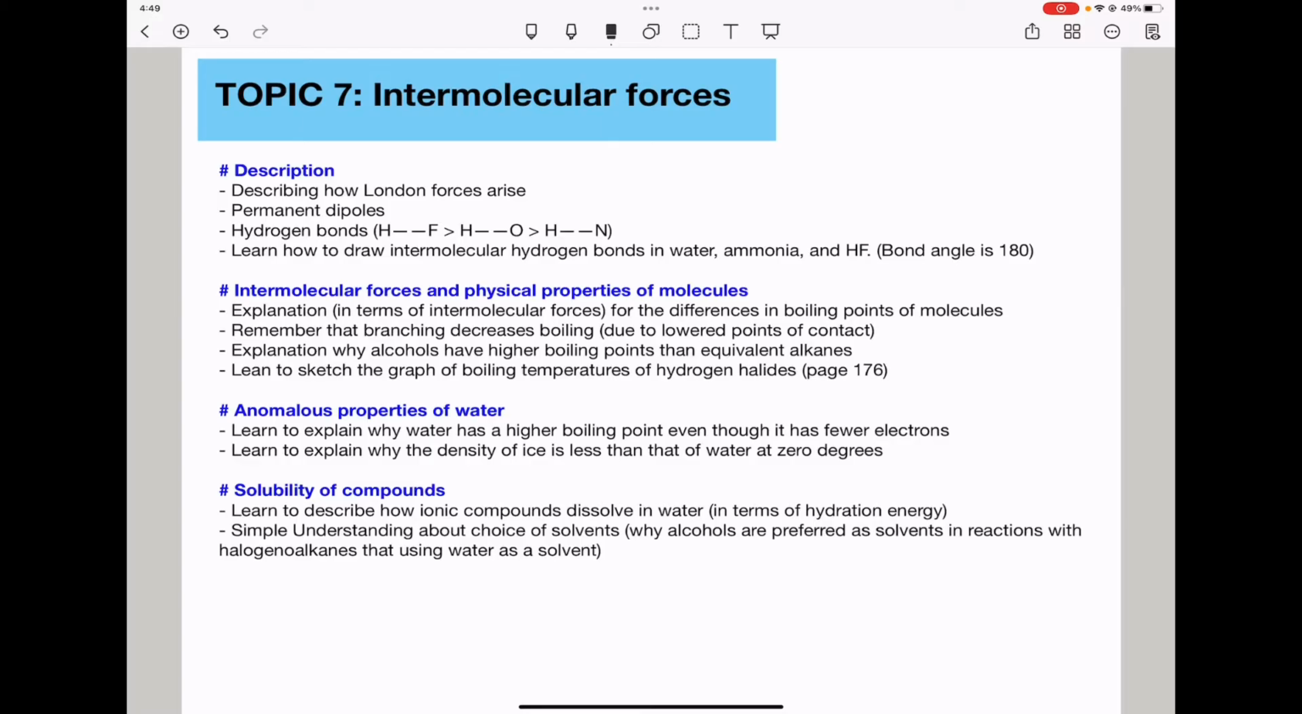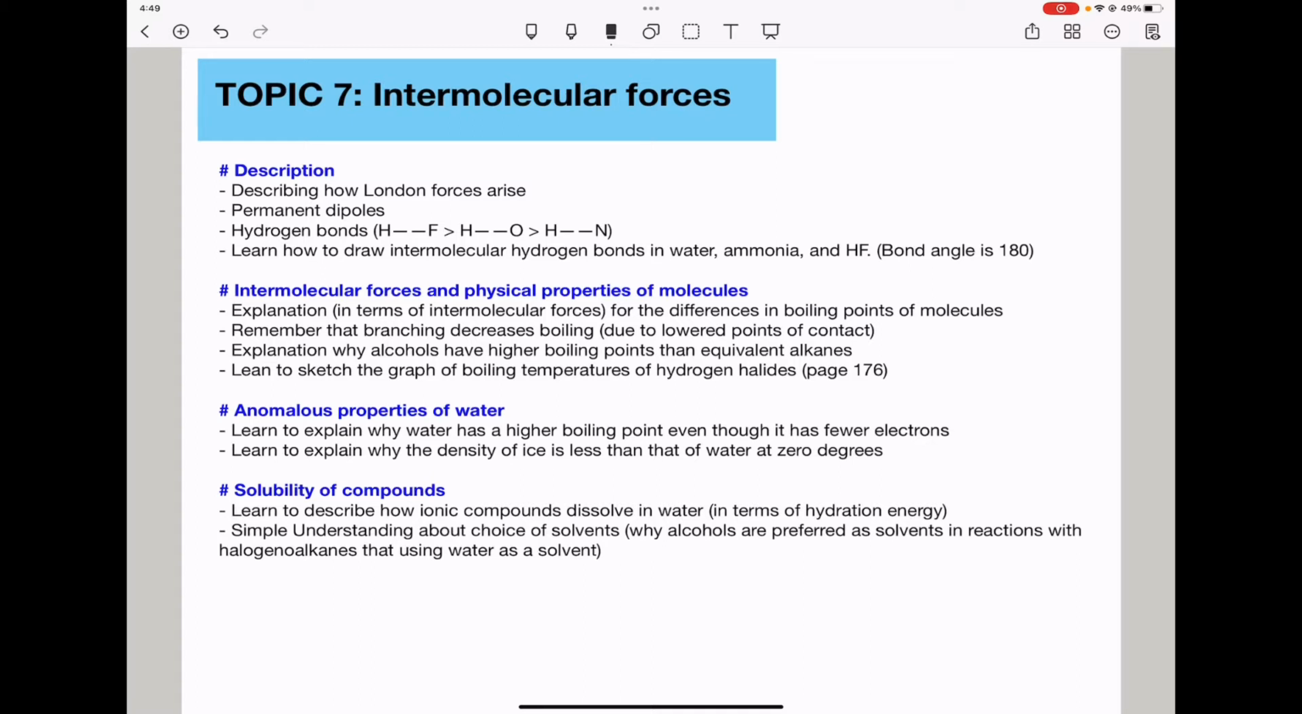You need to learn to sketch the graph of boiling temperature of hydrogen halides. You remember it's shown on page 176. In this case, you need to know that hydrogen fluoride is going to have a very high boiling point, and then we come down. Among the other remaining 3, hydrogen chloride is going to have the lowest, and then hydrogen bromide, and the highest among the other 3 is going to be hydrogen iodide because the London forces are going to increase in that trend due to the increase in the number of electrons.